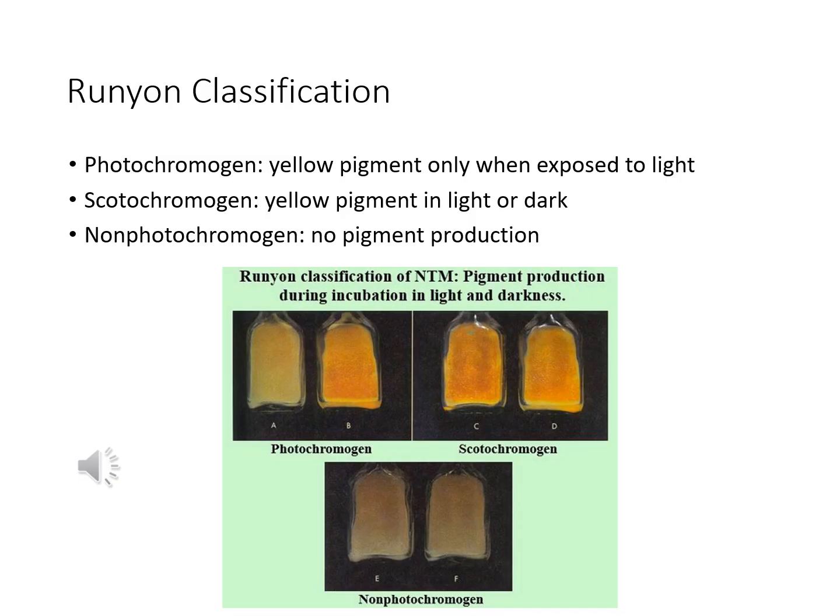A photochromogen is going to be classified as an organism where we only get pigment when it is exposed to the light. A scotochromogen is a pigment in the light or in the dark, and a non-photochromogen is where there's no pigment production whether it's in the light or not. So keep in mind your growth, and then keep in mind your Runyon classifications, and that is a nice way to determine between the different Mycobacterium species.